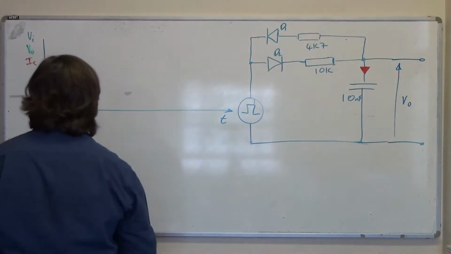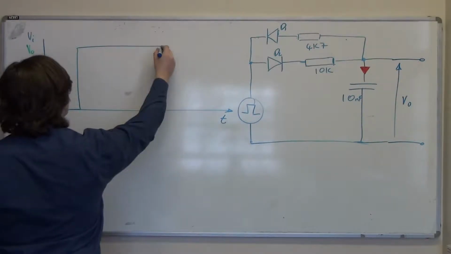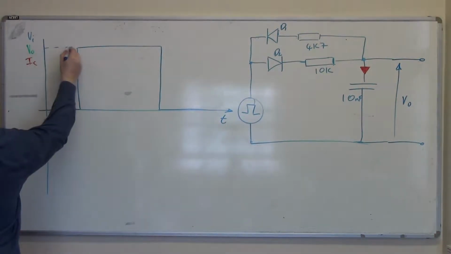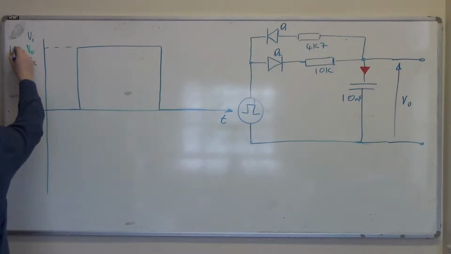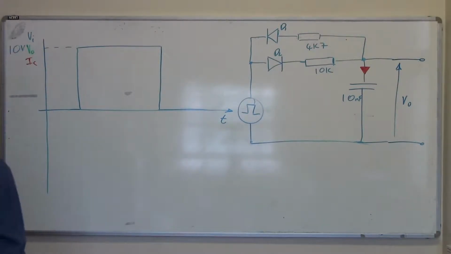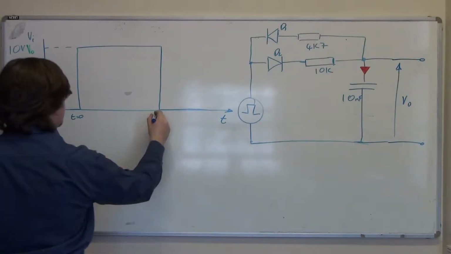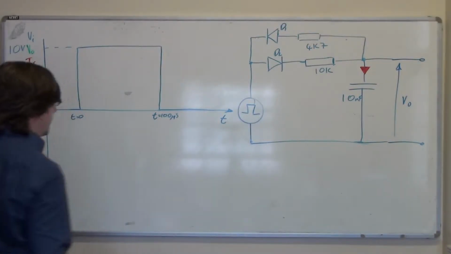And our input voltage is going to look like this. And this is 10 volts. Try and make that a bit bigger. 10 volts. And this is our T is equal to 0, and this is our T is equal to 100 microseconds. That's our pulse length.